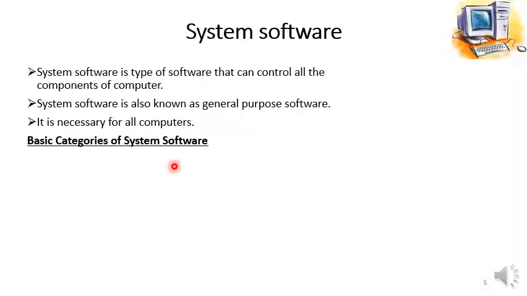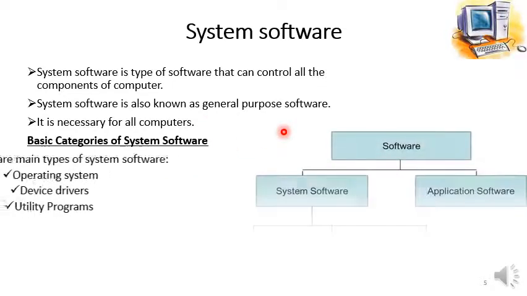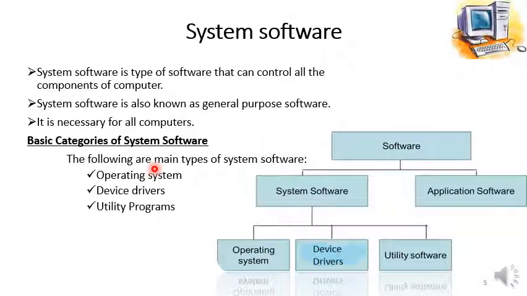Basic categories of system software. The following are the main types of system software: operating system, device drivers, and utility programs. In this diagram we can see that software is diagrammatically divided into two types, that is system software and application software, and further the system software is divided into three different categories or types, that is operating system, device drivers, and utility software.